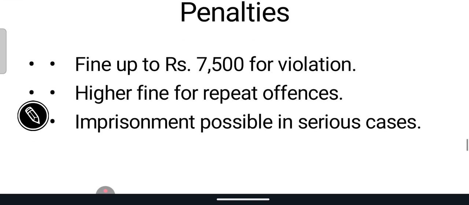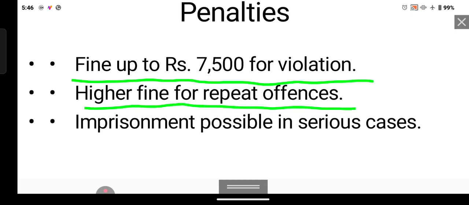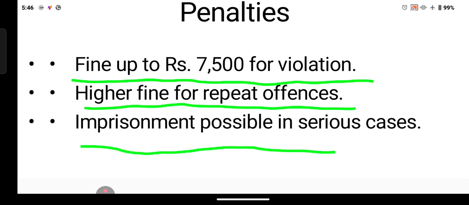Now penalties. Fine up to rupees 7,500 for violation. This might get changed, I think. I need to look over it again. So there will be penalties: if the wages are not paid at the right time, there will be a fine of up to rupees 7,500 for violation. Higher fine for repeat offense, meaning if someone has been repeating this consistently, then the fine might increase. Imprisonment is possible in serious cases. There might also be a provision for imprisonment if someone is committing a heinous offense by not paying the wages.